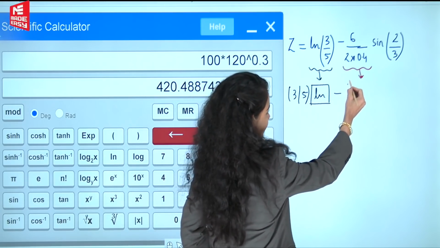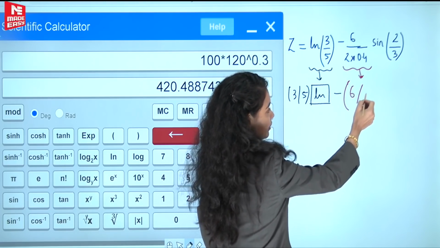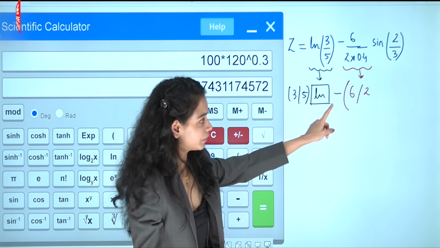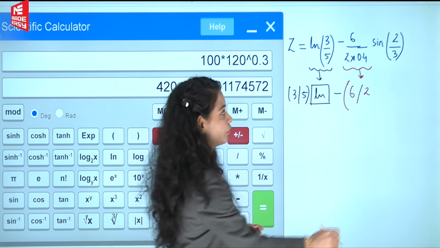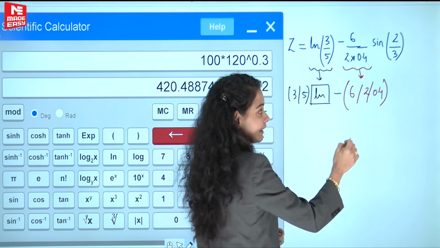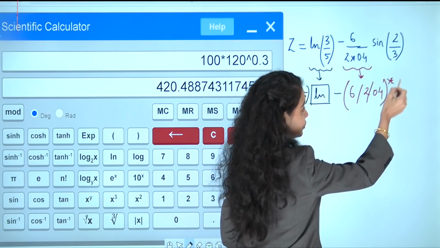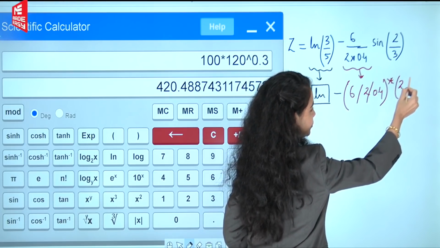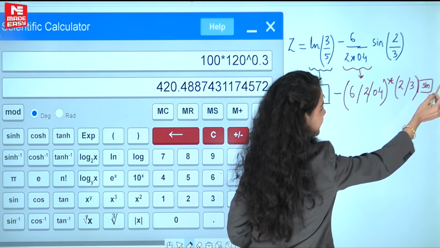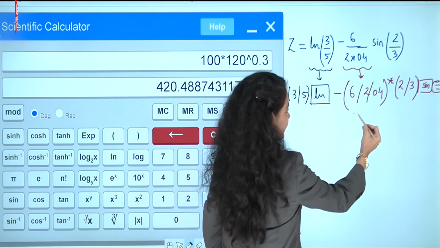इसको ईजी तरीके से सॉल्व करने के लिए open the bracket. 6 is the numerator, is in division with 2. Now 0.4 is again in division with 6. Need not to put a multiplication sign with a bracket again with 2. Simply 2 के बाद भी आप सीधा 0.4 डिवाइड में लिख सकते हैं. And then sine of 2/3 is again multiplication 2/3. For this you again need to open a bracket 2/3 and then sine value, sine tab and then press equal to.